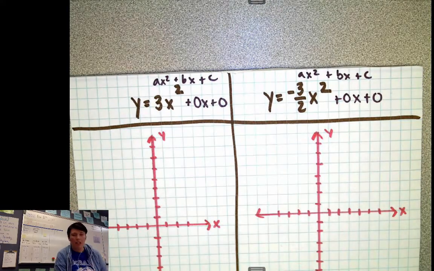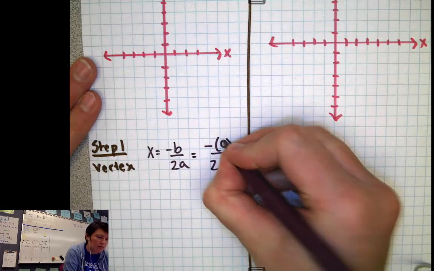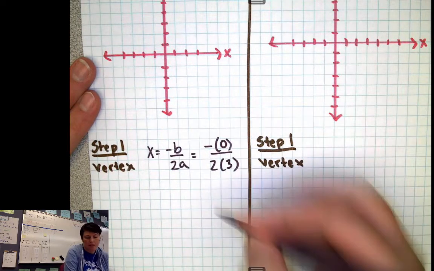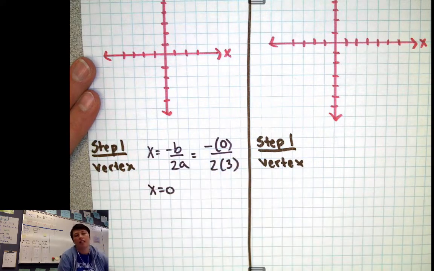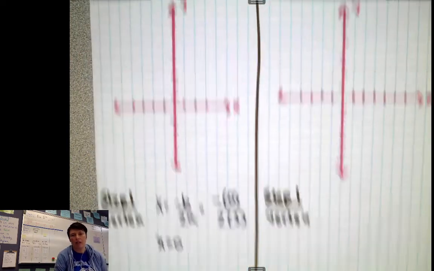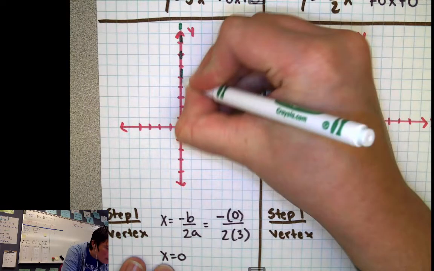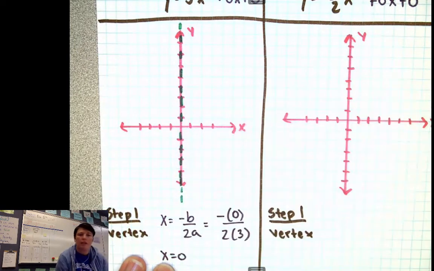So when I go to do my equation down here, negative b over 2a, negative b is going to be negative 0 over 2 times a is 3. But 0 divided by anything is going to be 0. So our vertex is happening at 0. And that kind of makes me happy. It means that on my graph up here, right down the center where 0 is also my line of symmetry. So I'm going to put it right there.